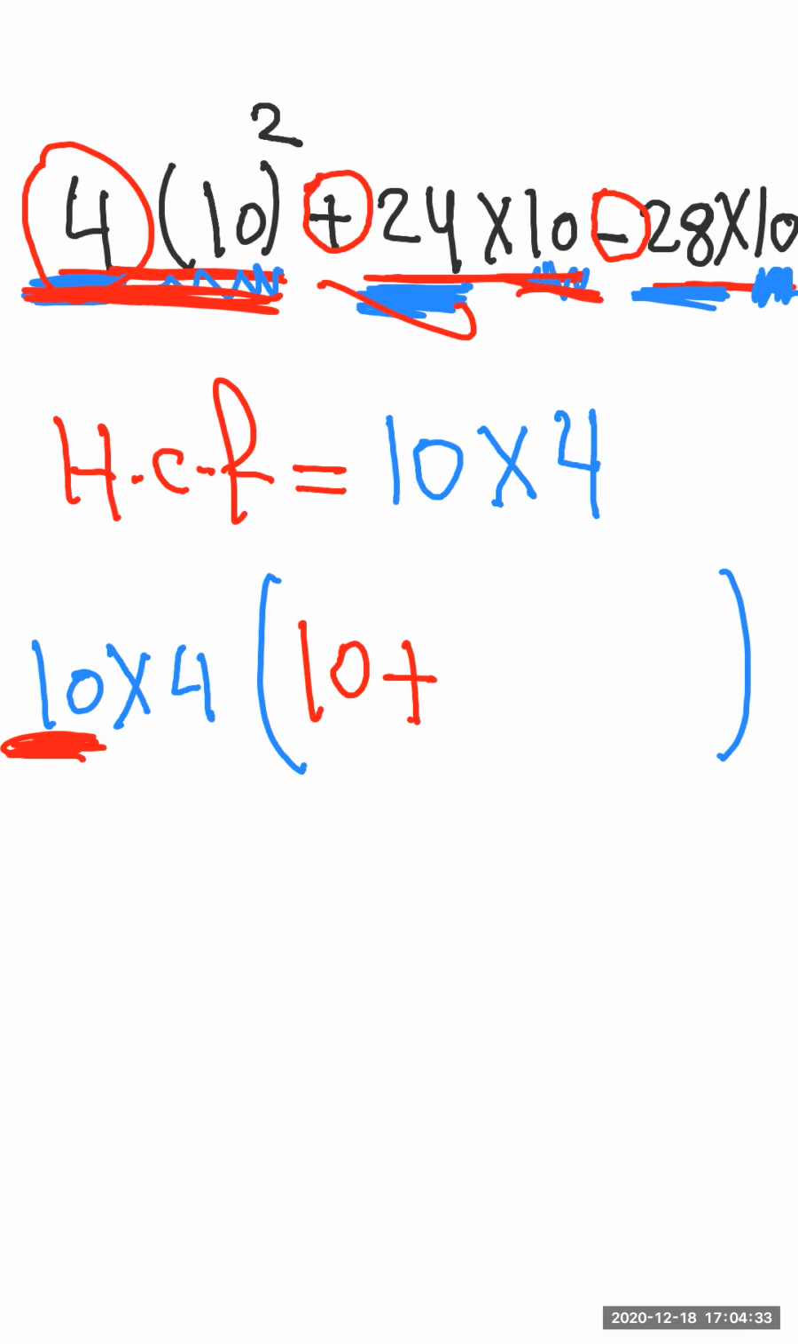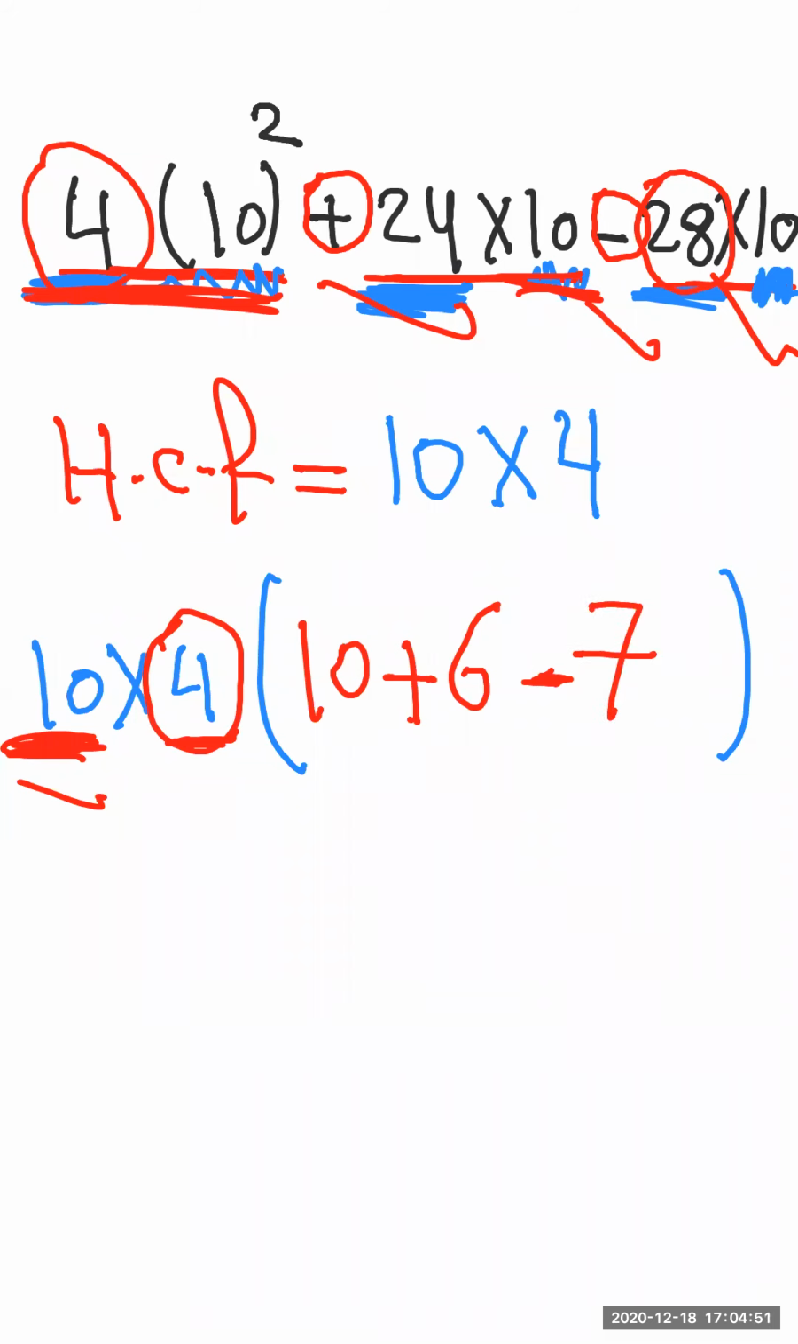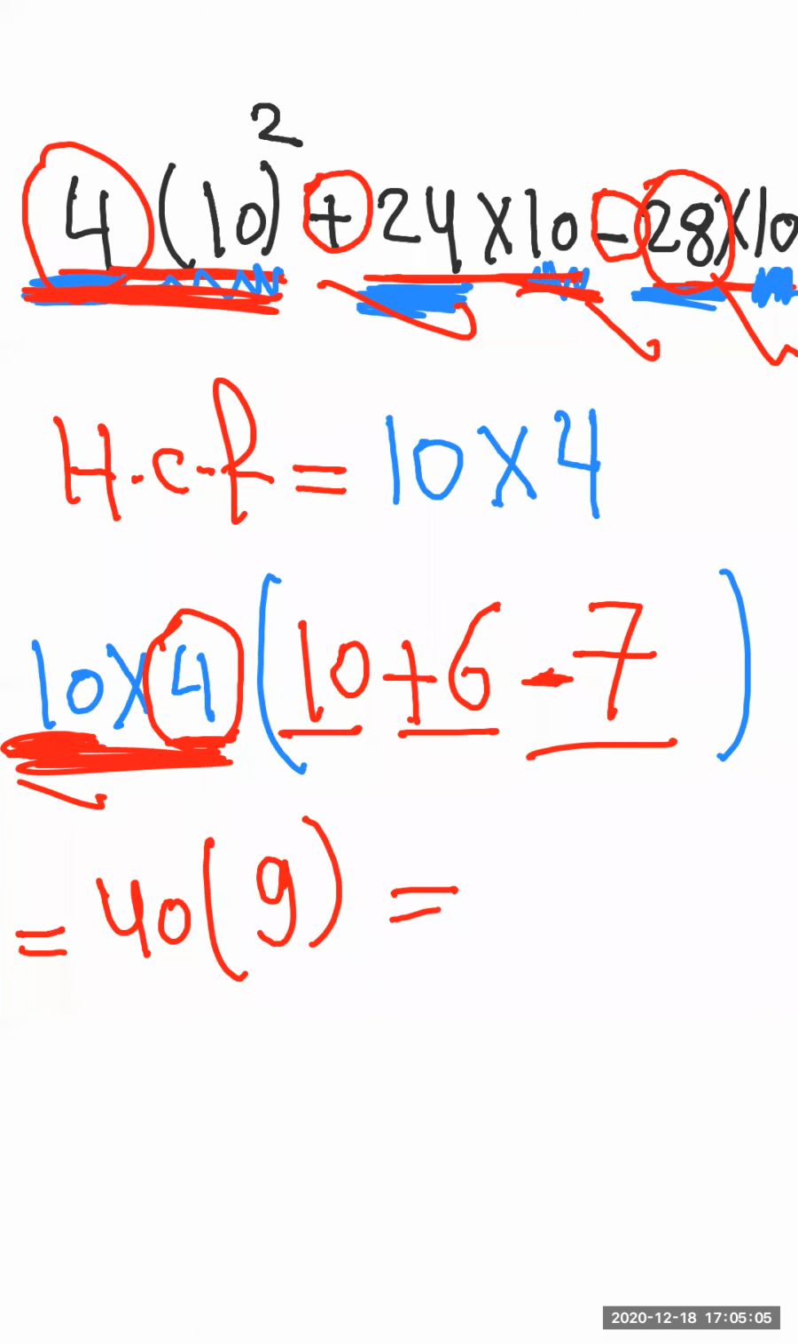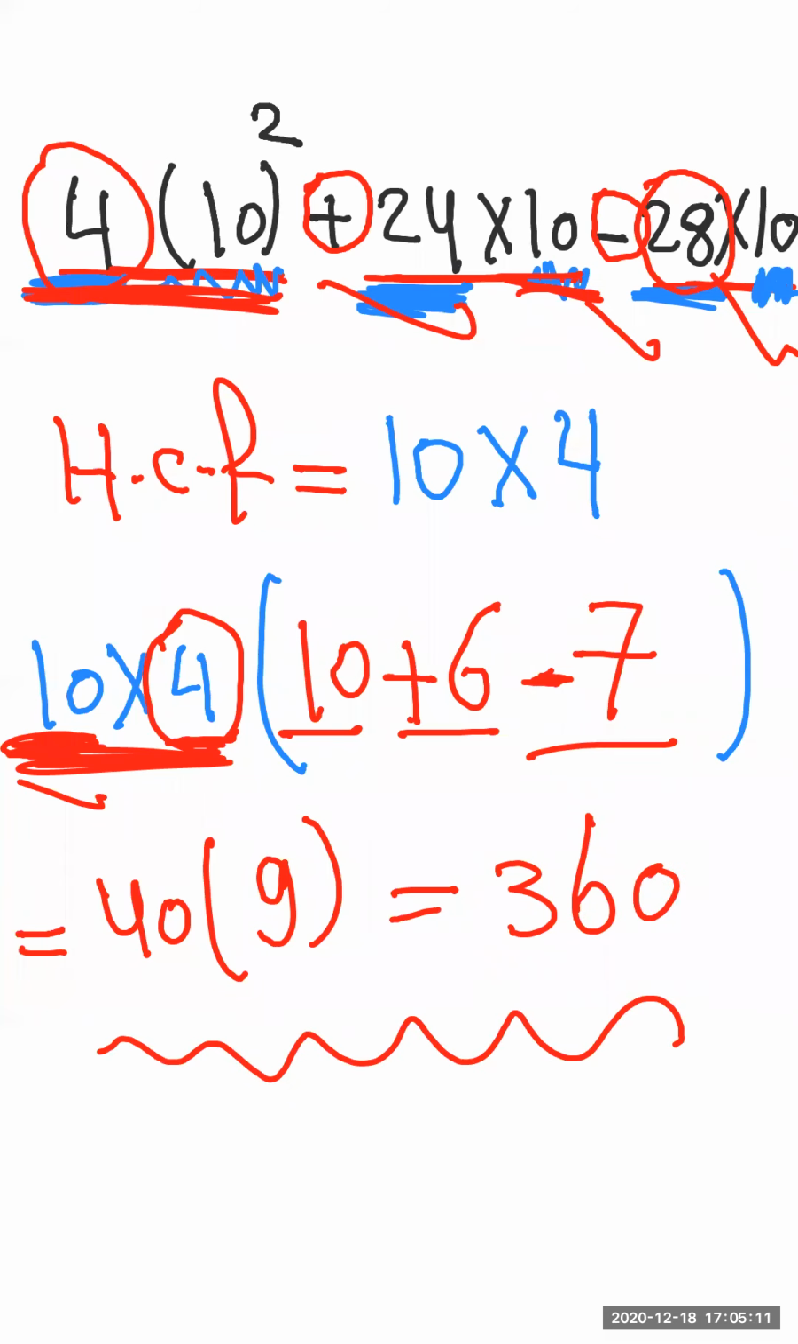Then 24 divided by 4 will equal 6. Then the negative sign, minus. 10 already exists, so 28 divided by 4 equals 7. Great. Now 4 times 10 means 40. Then the bracket: 10 plus 6 means 16. 16 minus 7 means 9. So 40 times 9, 4 times 9 is 36, so 360, like this. Now, guys, is this one clear? Okay, great.